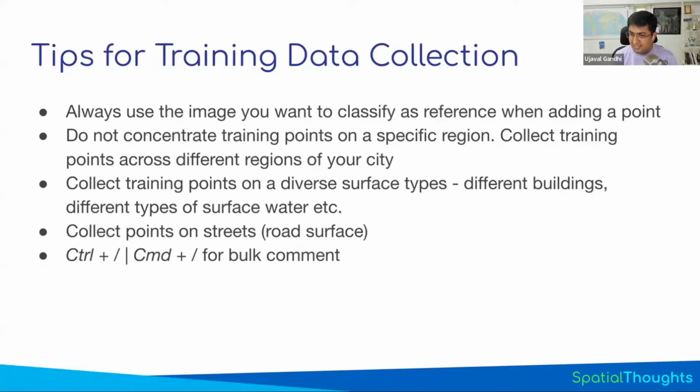Try to take examples of pure pixels and let the model figure out how to classify mixed pixels. So show examples of pure water, pure barren land, and so on. Do not take input data on mixed pixels as your training samples. Control-slash is for the bulk comment, so make sure you use that shortcut to uncomment all the lines together. So try this out and see if you can perform the supervised classification for your city.